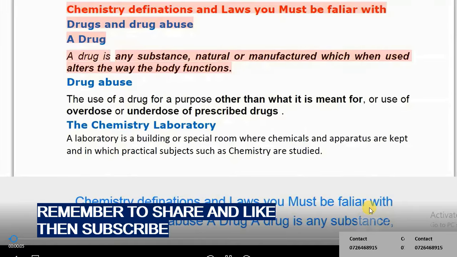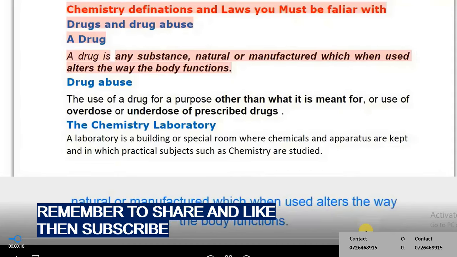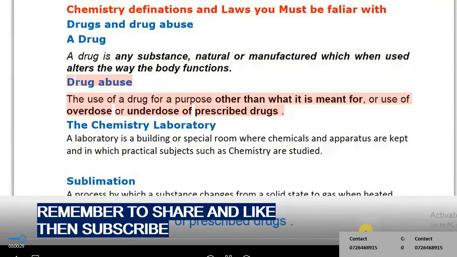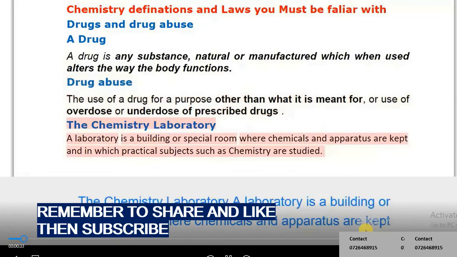Chemistry definitions and the laws you must be familiar with. Drugs and drug abuse. A drug is a substance, natural or manufactured, which when used alters the way the body functions. Drug abuse: the use of a drug for a purpose other than what it is meant for is called drug abuse, or you can say use of overdose or underdose of a prescribed drug.